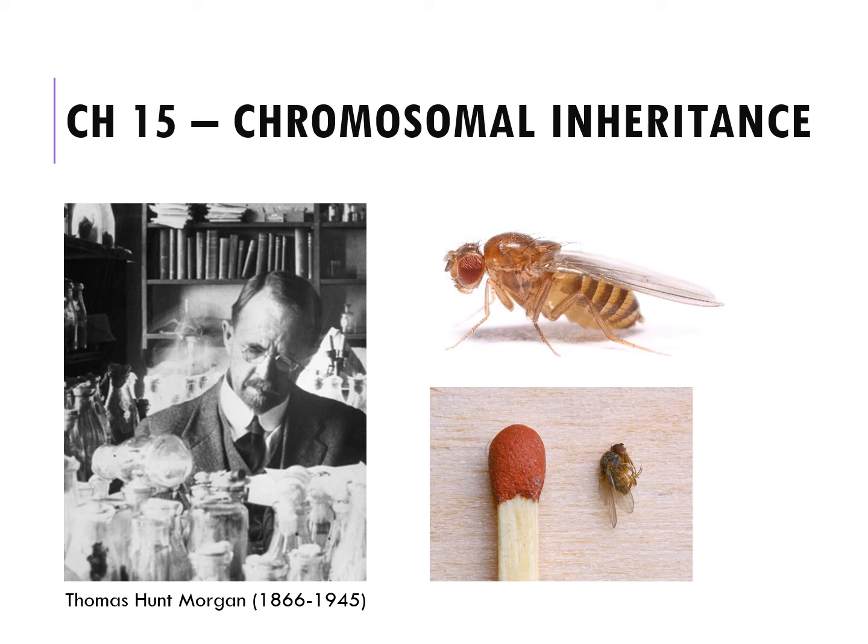In Chapter 15, we're going to be looking at inheritance from a chromosomal level. So the man who's primarily responsible for our understanding of chromosomal inheritance is Thomas Hunt Morgan in the early 1900s. And Thomas Hunt Morgan did not work with plants. He actually worked with fruit flies, Drosophila melanogaster.